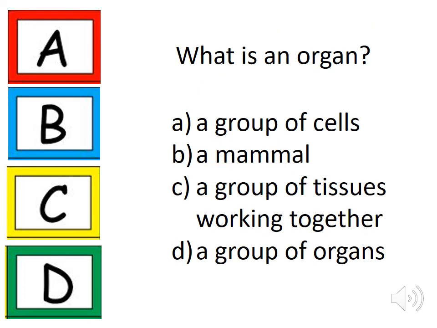And final question, what is an organ? Is it A, a group of cells? Is it B, a mammal? Is it C, a group of tissues working together? Or is it D, a group of organs? Well done if you said it's C, a group of tissues.